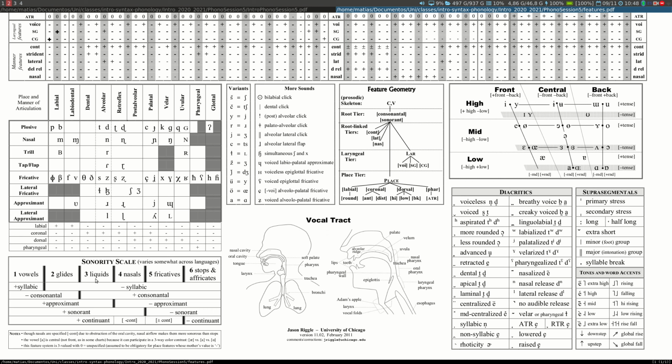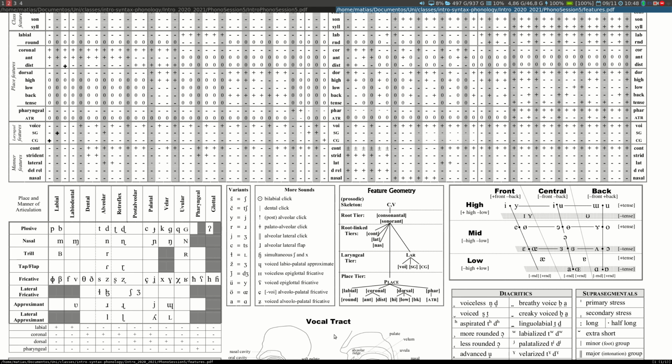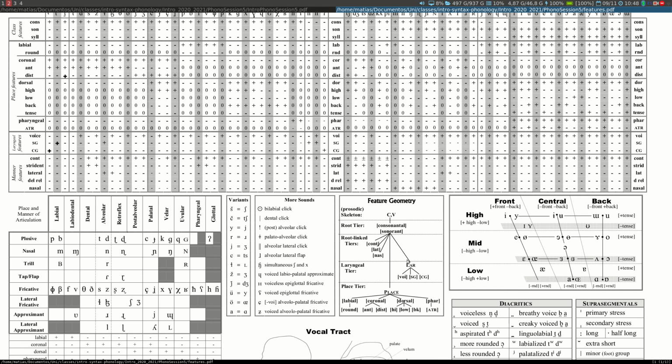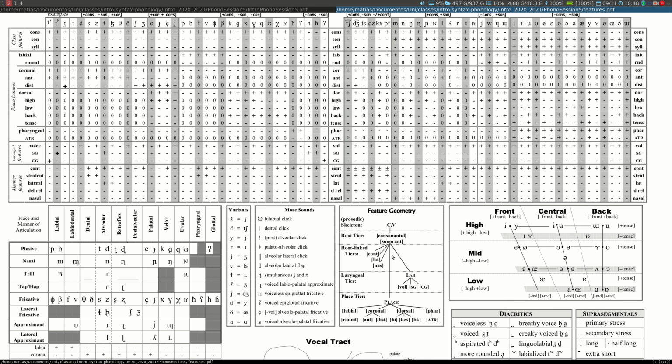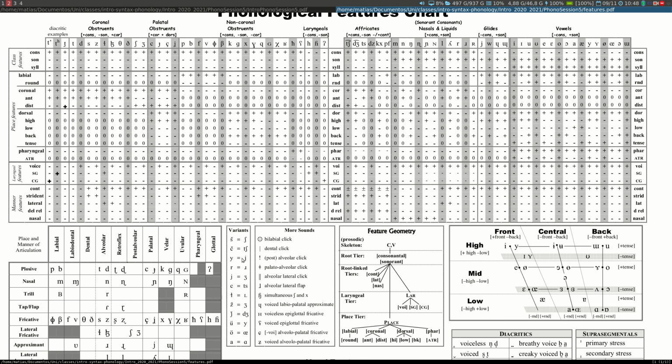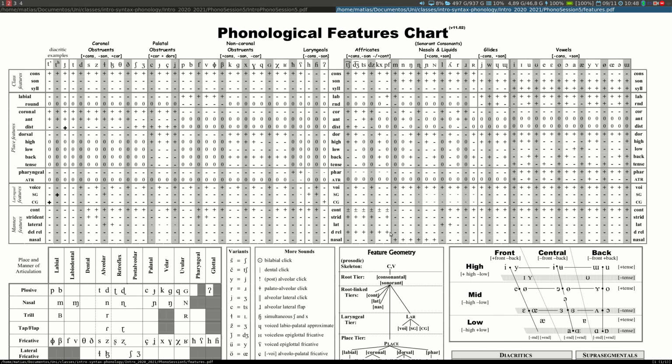I think we haven't quite spoken about this yet. I'll come to it later. The vocal tract. Some ideas about feature geometry. I haven't talked about this. I'll mention this in a second. And some additional sounds and variant notation. So it's quite a complete table. It's worth for you to look at it a little bit.